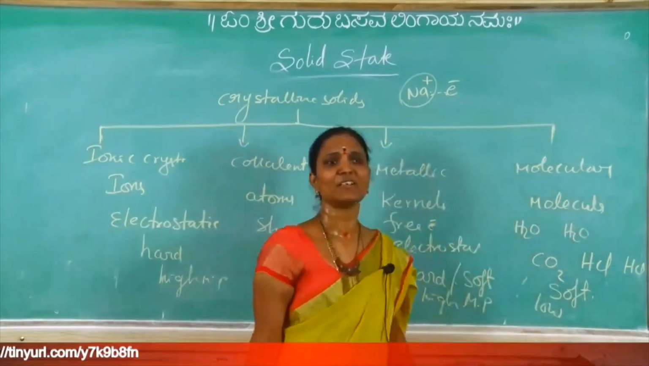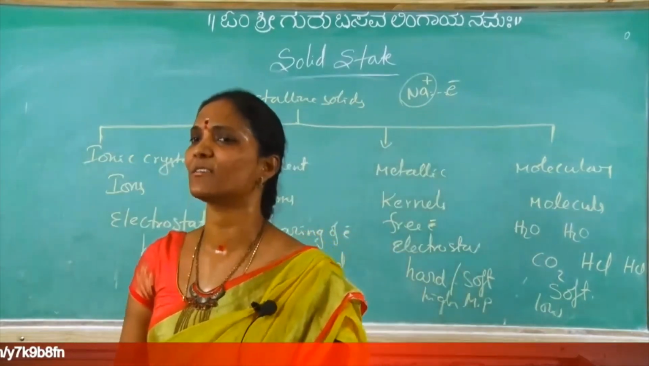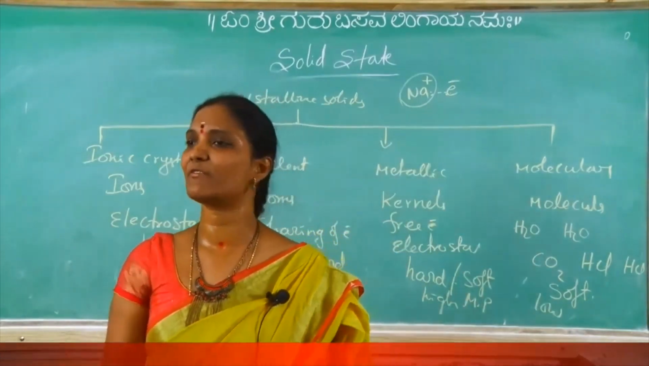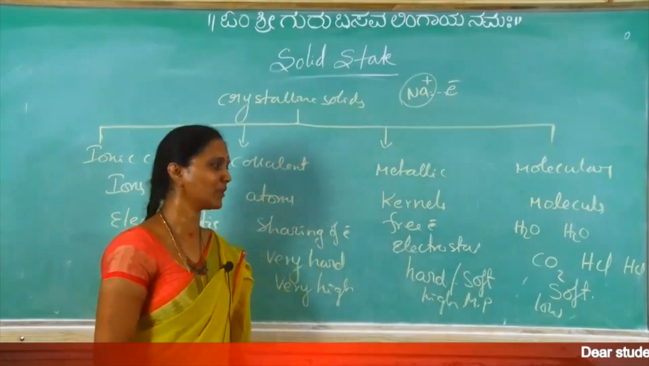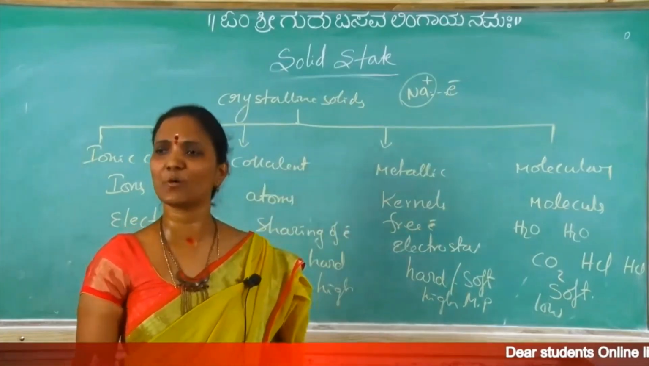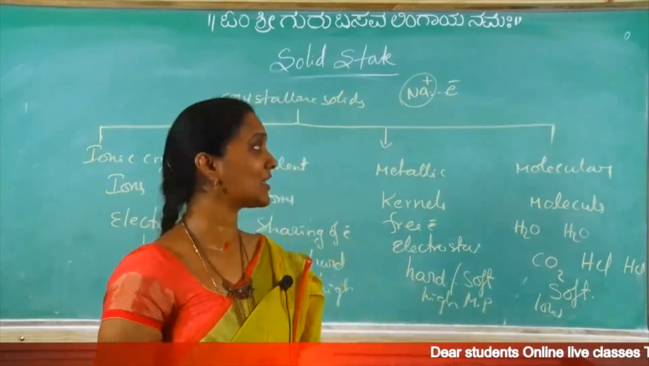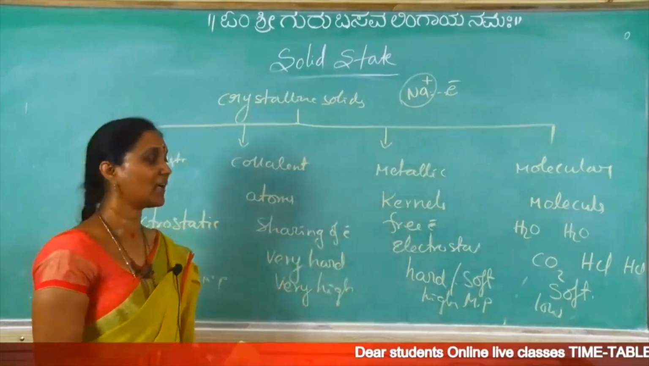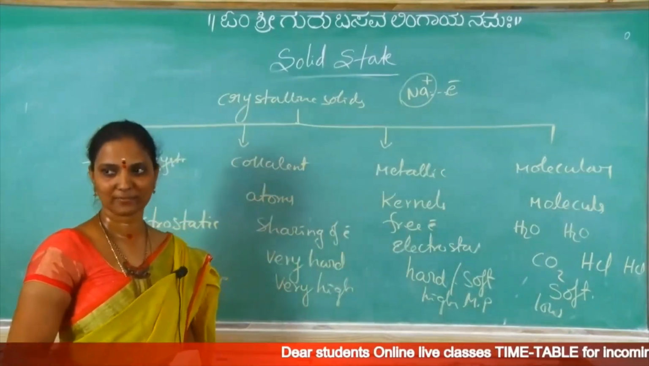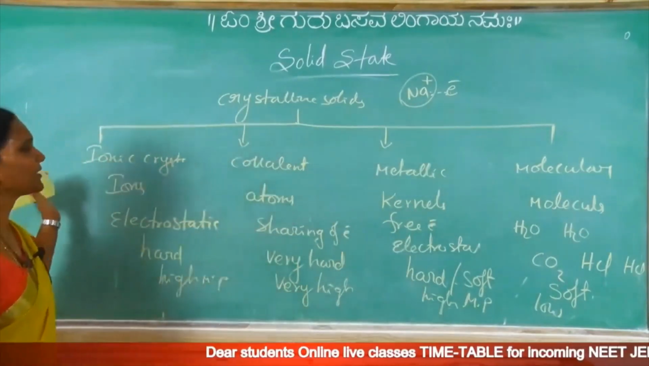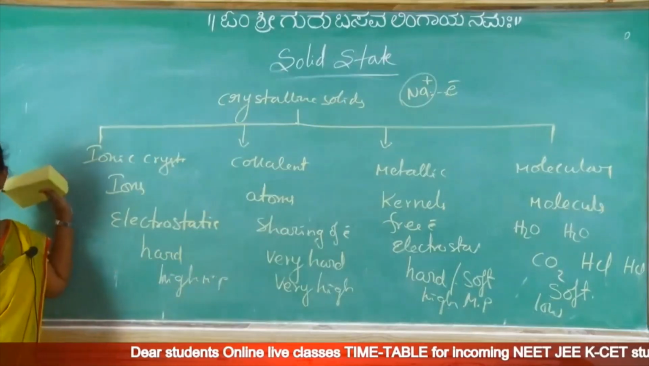So the question is, which of the following has a low melting point? This example is molecular. Which one is a soft solid? The option is molecular solid. Molecular solid is a soft solid and that has a low melting point. These are the characteristics of different types of crystalline solids.